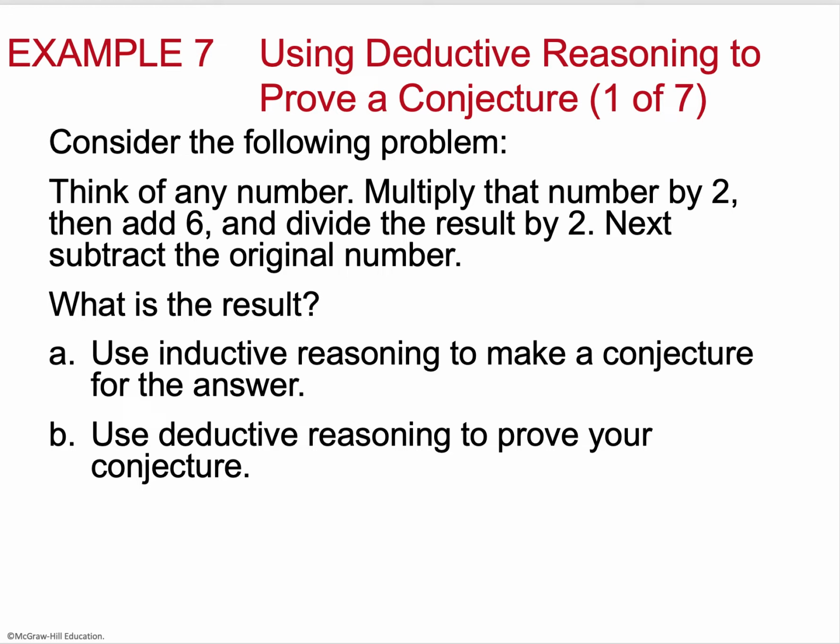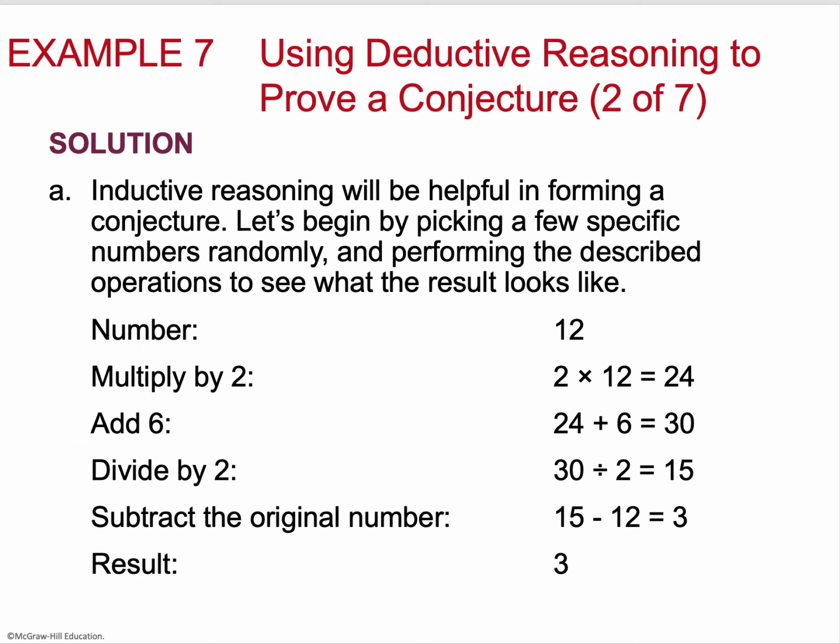So if I want to use a rule, let's say consider this following problem. Think of any number, multiply it by 2, then add 6 and divide the result by 2. Then subtract the original number. So it's giving me a list of procedures. And it says, what's the result? I want you to use inductive reasoning to make a conjecture, and then use deductive reasoning to prove your conjecture.